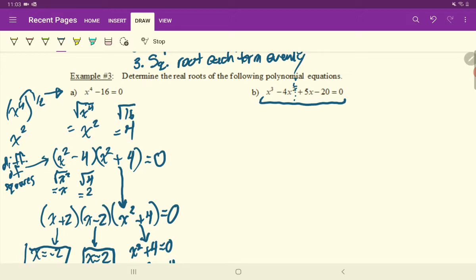So, for example, this first group, I see a common factor here. What is my common factor between x cubed and then -4x squared? Well, I see that I can pull out an x squared. That is what's common.